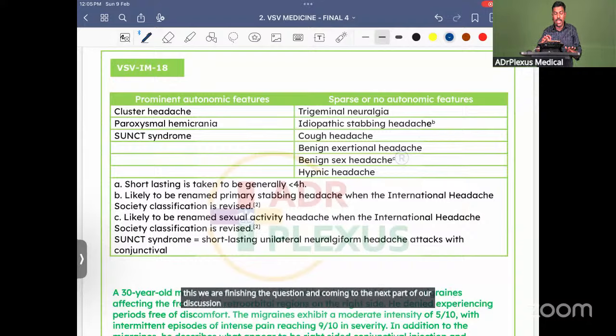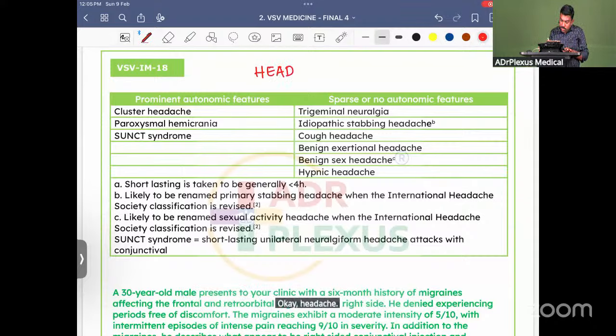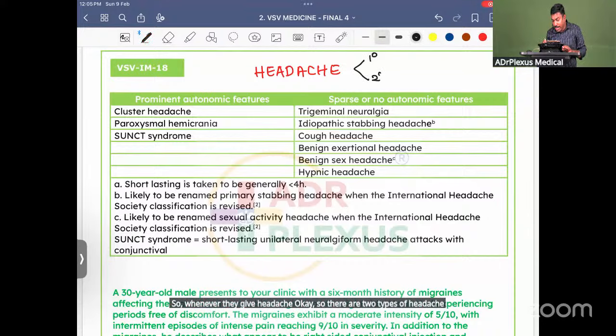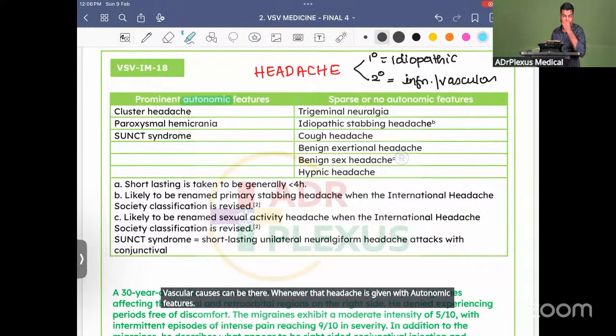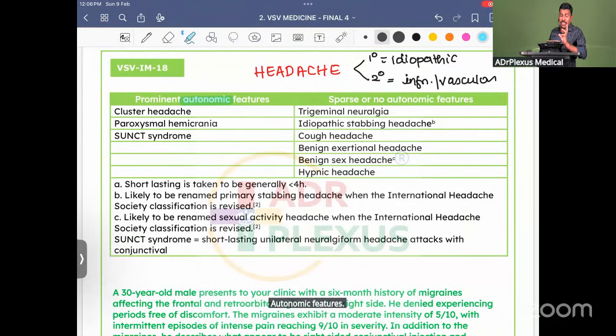Coming to the next part of our discussion, which is headache. Whenever they give headache, there are two types: primary headache and secondary headache. In primary headache, the cause is not known. In secondary headache, infections can be there, vascular causes can be there. Whenever the headache is given with autonomic features, then we have 3 options.